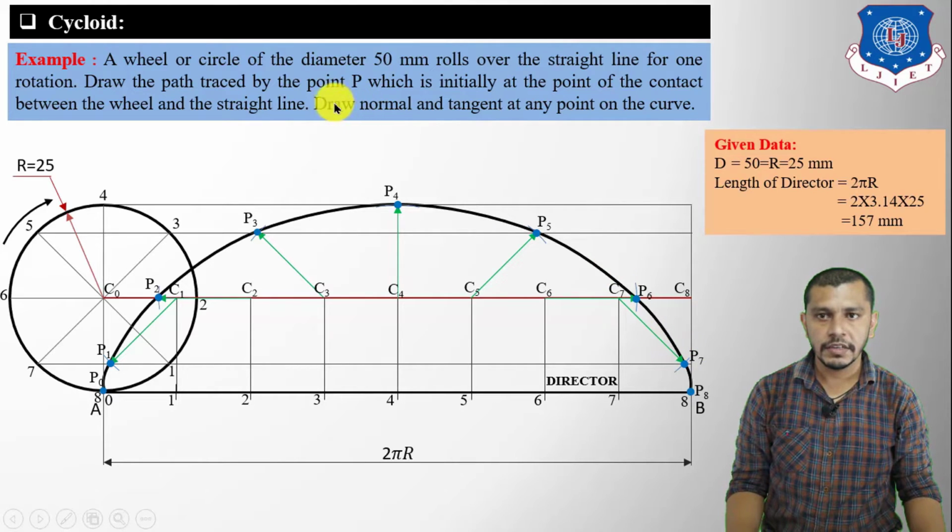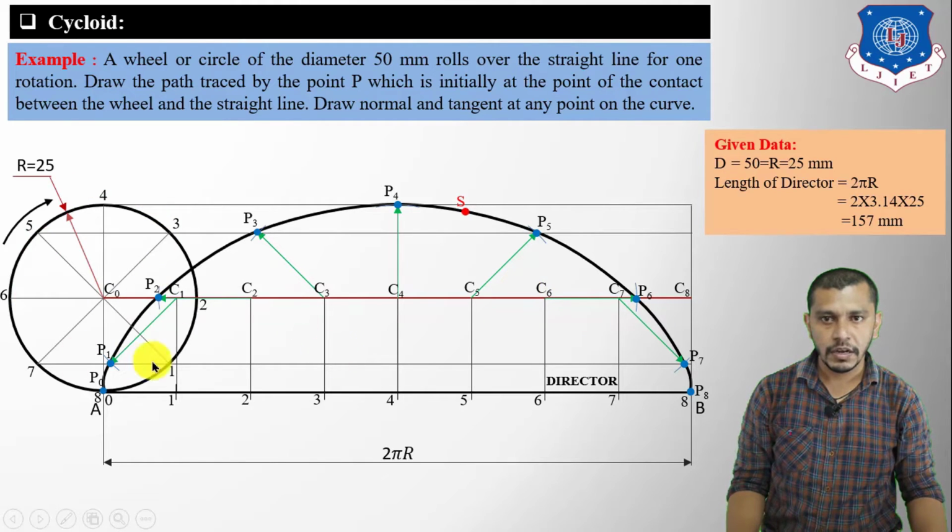Now next, we have to draw a normal and tangent at any point on the curve. So first of all we have to mark that point on the curve. So let us mark that point S over here. Now, by taking S as a center, we have to give an arc on the center line, and the radius of the arc will be equal to the radius of the circle, which is equal to 25 mm. So this will be our T point.